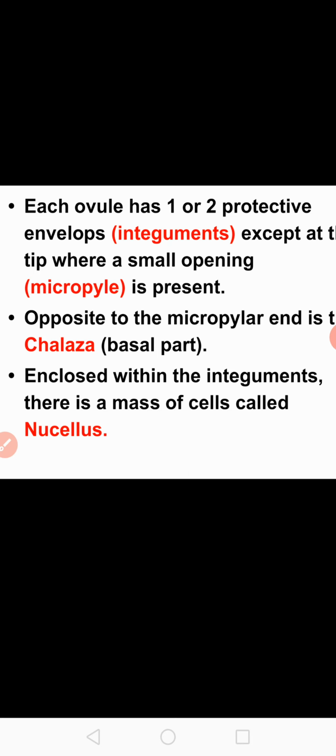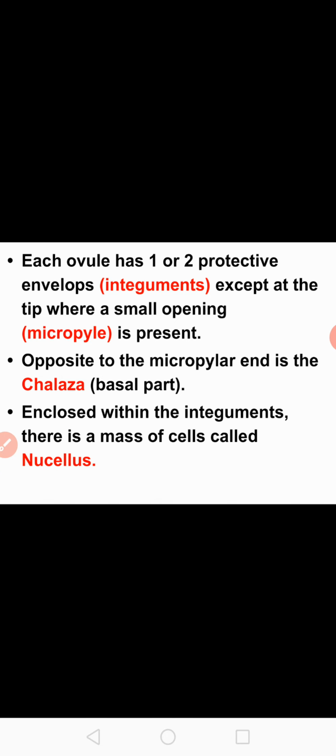Now each ovule has one or two protective layers called integuments, except at the tip, where a small opening called the micropyle is present. Opposite to the micropyle end there is the chalaza, which is also called the basal part of the ovule, and enclosed within the integuments there is a mass of cells called the nucellus.